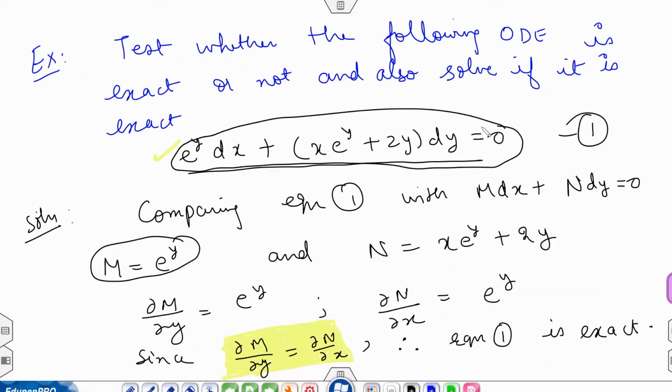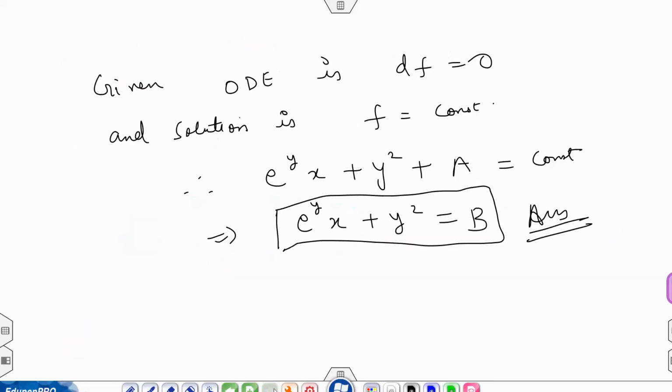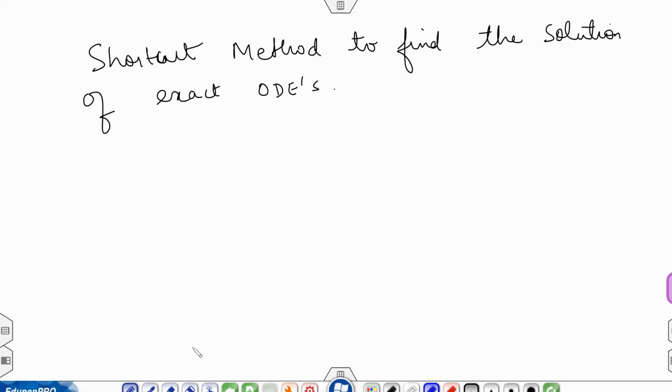So now you can see that this method was a bit lengthy method to find the solution for the exact differential equation. So now I will give you a very shortcut method to find the solution of the exact ODEs. So I'll write the heading: what is the shortcut method?